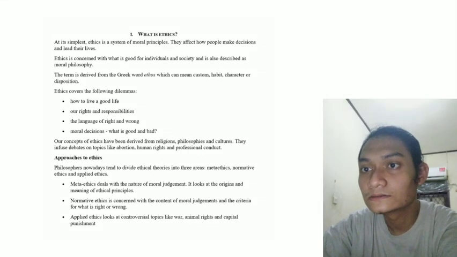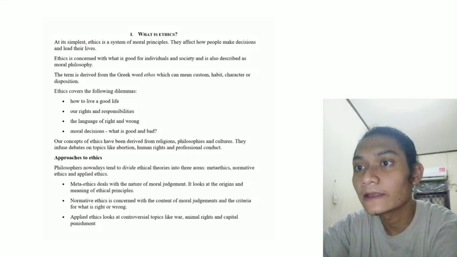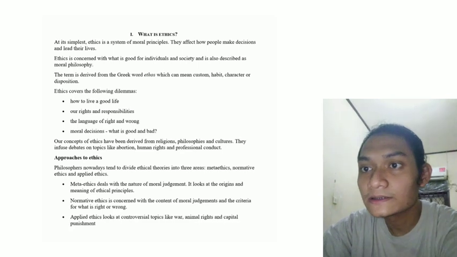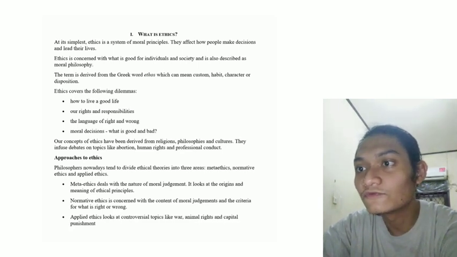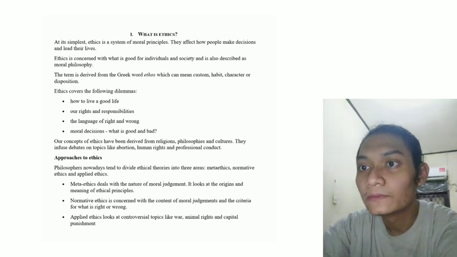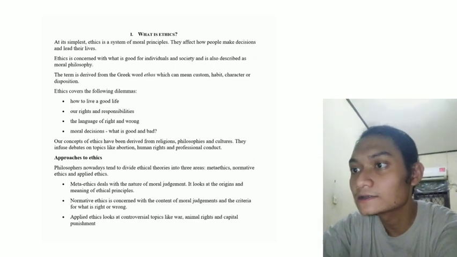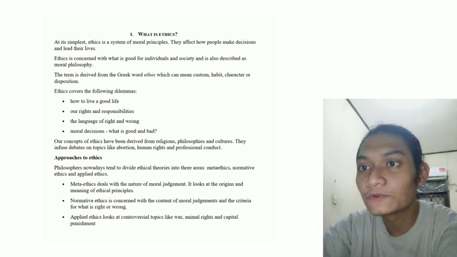What is ethics? At its simplest, ethics is a system of moral principles. They affect how people make decisions and lead their lives. Ethics is concerned with what is good for individuals and society and is also described as moral philosophy. The term is derived from the Greek word ethos, which can mean custom, habit, character, or disposition.